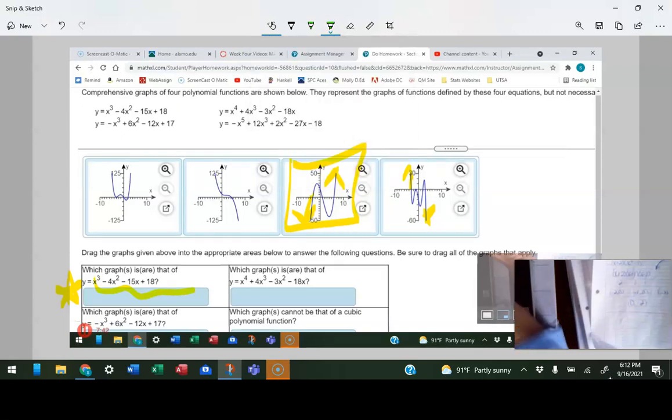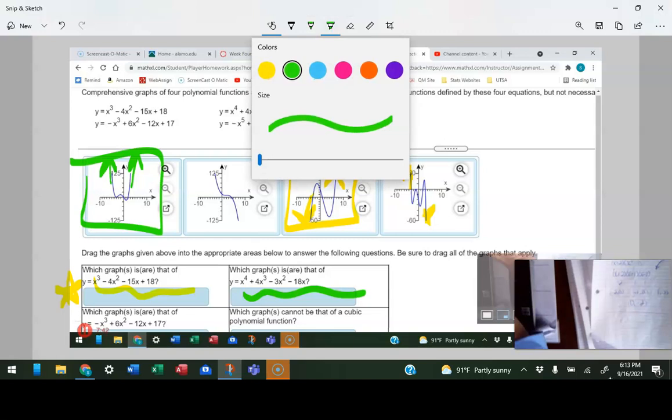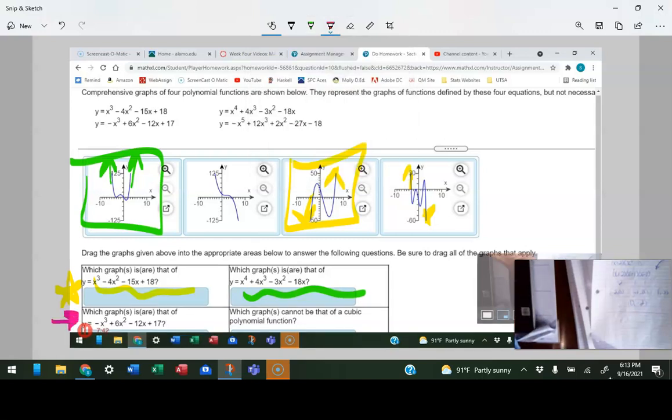So now I would like to know the next one. Which one is x to the fourth? So if it's an even exponent, its arms must point in the same direction. So this is the only one whose arms both go up. So it must be my x to the fourth. So my green one is going to be x to the fourth. So this bottom one down here is going to say a negative x to the third. Okay, negative x to the third.